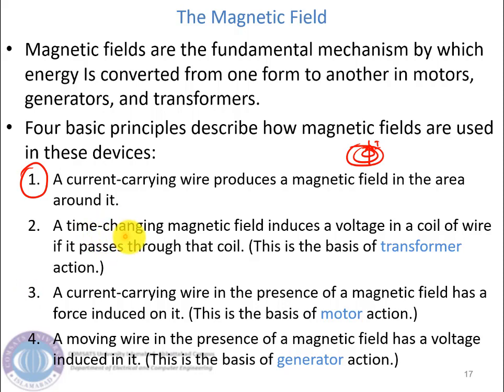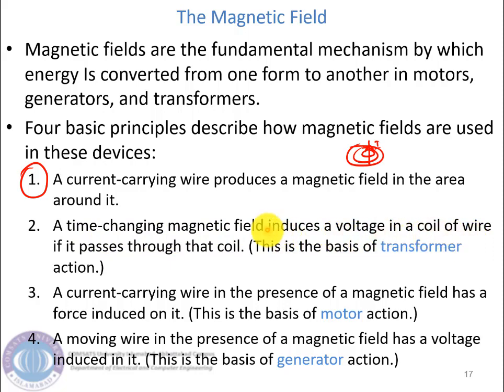So once again, if we have a time changing magnetic field, that means we have some source or current which is time changing. Obviously the magnetic field produced around that wire or coil would be time changing, just like the current passing through that coil.